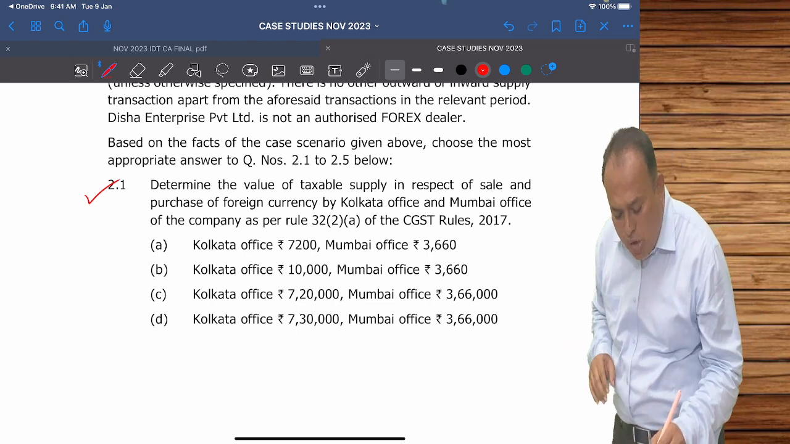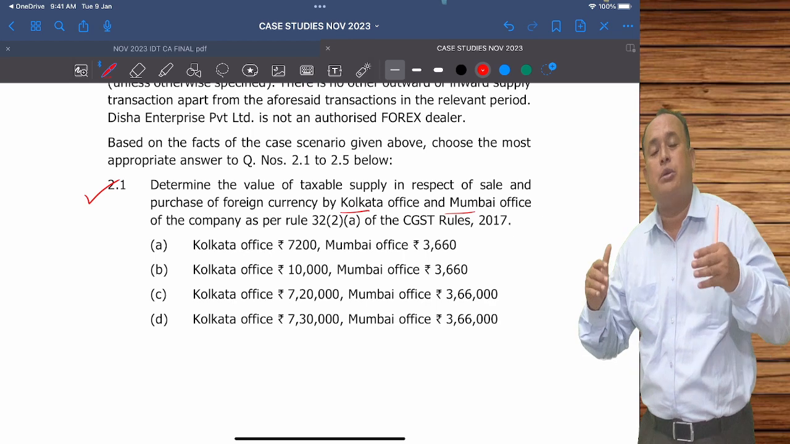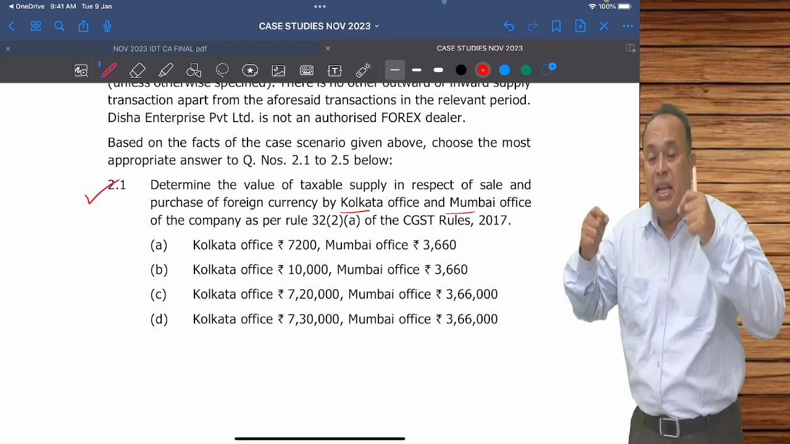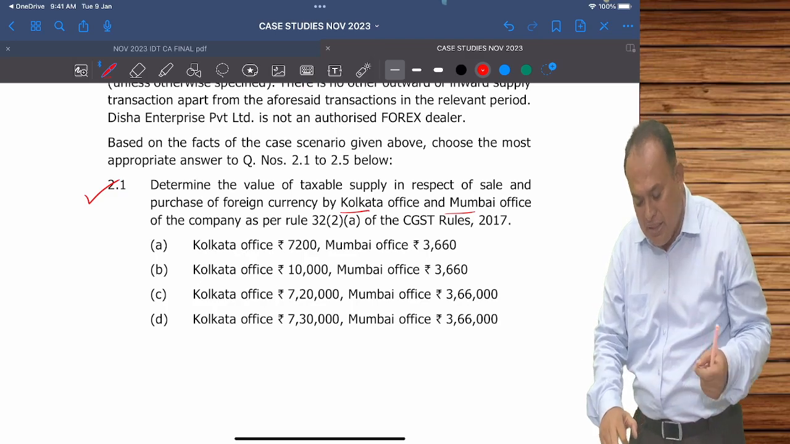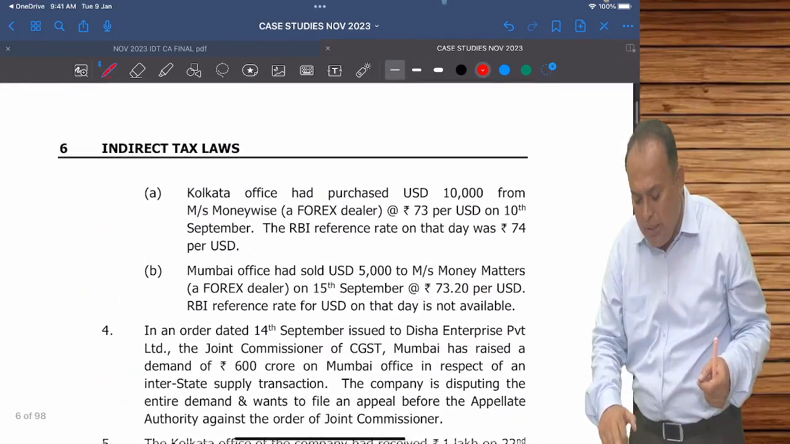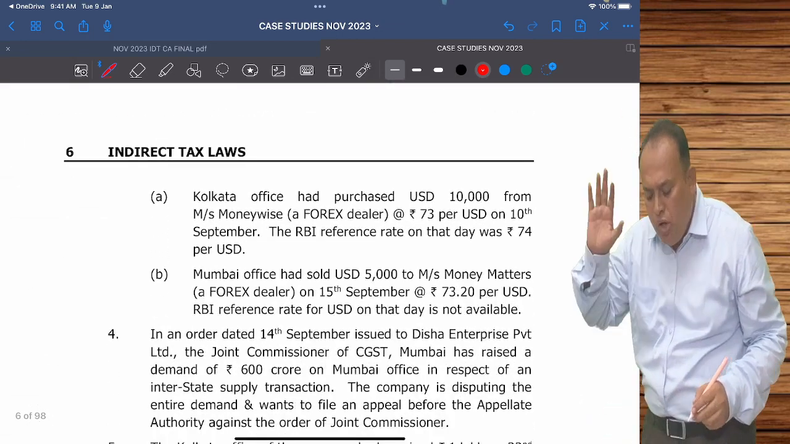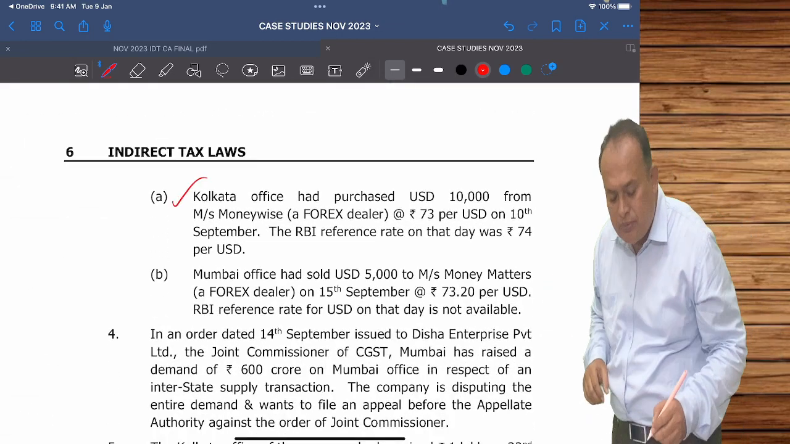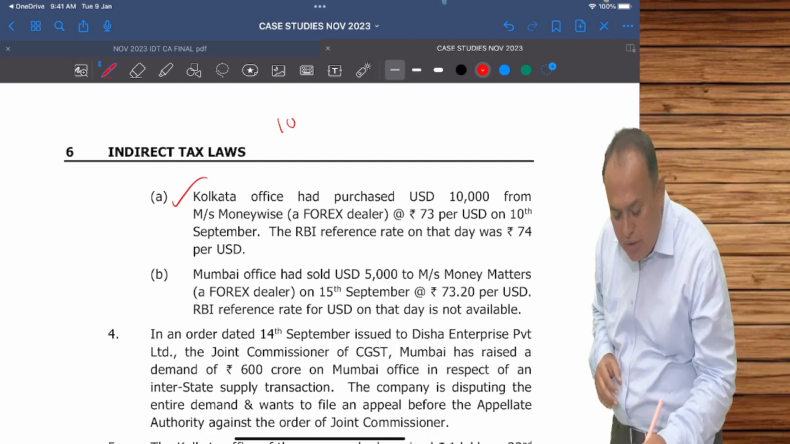They're asking here about Kolkata office as well as Mumbai office, what is the value of taxable supply where they have dealt with money exchange services. In that case, simple my dear, this is only point number 3. Point number 3 only, forex. So here Kolkata office exchanged 10,000 US dollars.